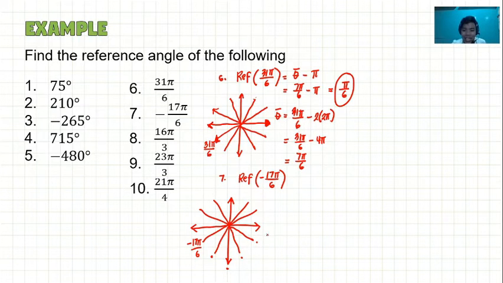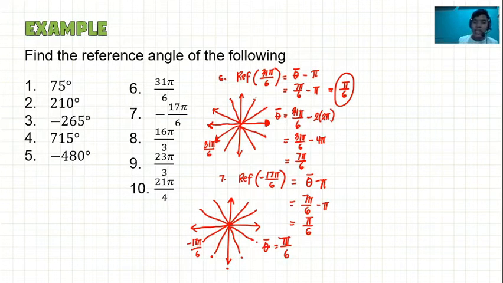Okay, so in that case, theta bar here is just equal to 7 pi over 6. Okay? So we will now have, the same as before, theta bar minus pi. So we will have 7 pi over 6 minus pi, and that is equal to pi over 6. Okay? So they are the same pala. Okay. Now, let's have number 8.